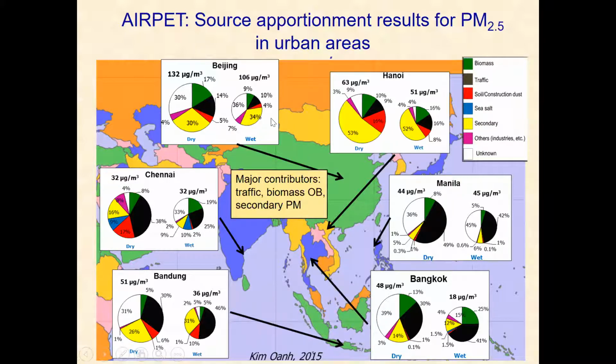The receptor model results are shown here for Beijing and for Hanoi, and the green color is biomass open burning. You can see the biomass open burning, mainly in Hanoi, which has no forest, so it means we have rice straw burning. Same in Bangkok, which also has no forest. This is the percent contribution, and the green color is rice straw open burning. We have preliminary results for Chennai and results for Beijing. The result for Hanoi is already published, and the others are published in the AIRPET book.